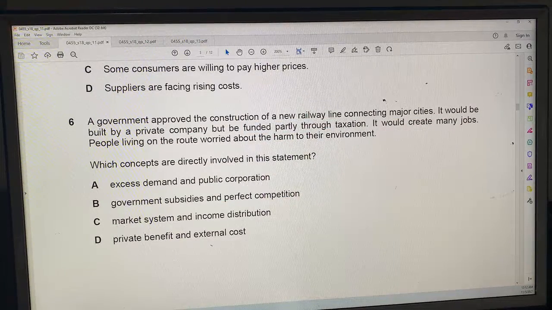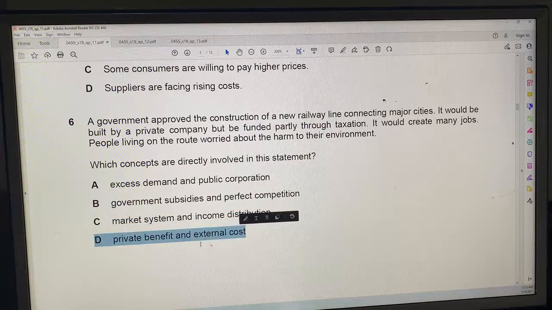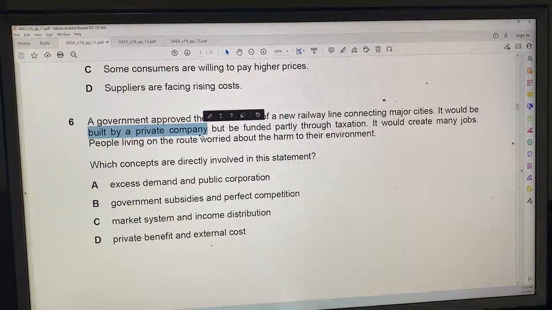C, the market system and income distribution. It did not say anything about income distribution. This is a market system, but there's nothing about income distribution. So the answer must be D, private benefit, built by a private company. They'll make some profit. Oh, and external cost, which is the harm to the environment. So the answer for 6 must be D.